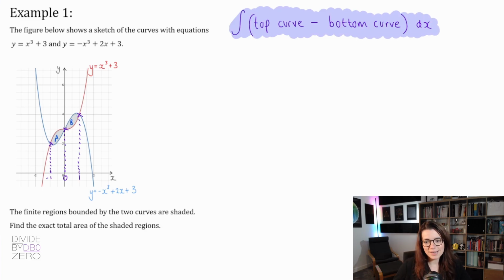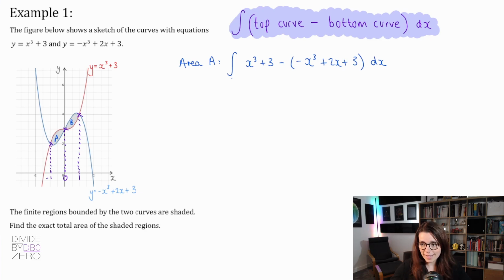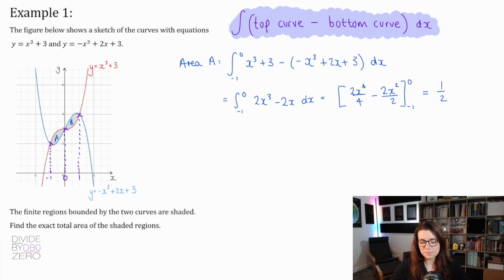Now, as you can see here, I've split the region into two separate areas, area A and area B. That's because in each of those areas, the top and the bottom curve are actually different. If we start with area A, hopefully you can see the red curve is on top. So when we integrate, we're going to do the top curve, which is the red curve, so x cubed plus 3, minus the bottom curve, which is in this case the blue curve, so minus x cubed plus 2x plus 3, all inside brackets there, and then integrate with respect to x. The limits for region A will be negative 1 and 0, and from here it's just a case of tidying up, integrating and putting in the limits. So let's do that, and it comes out as a half. So that's area A done.